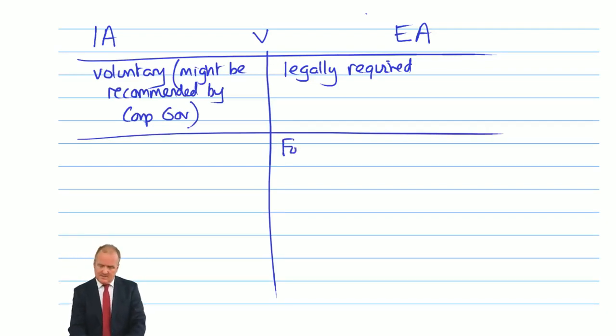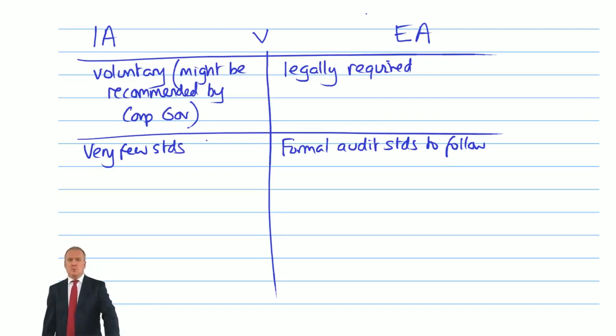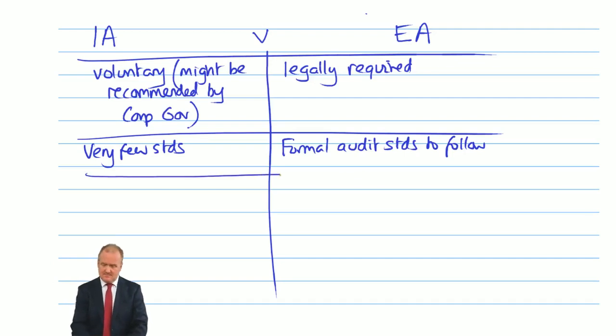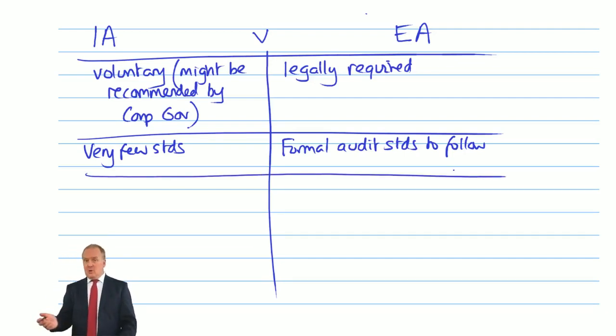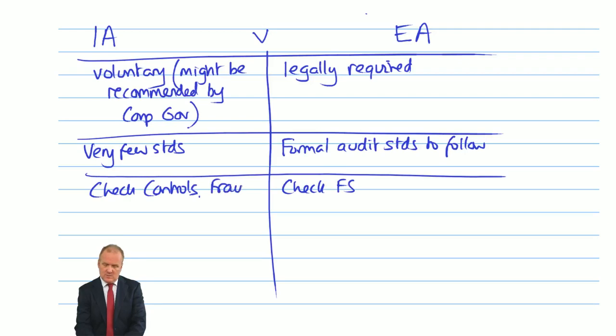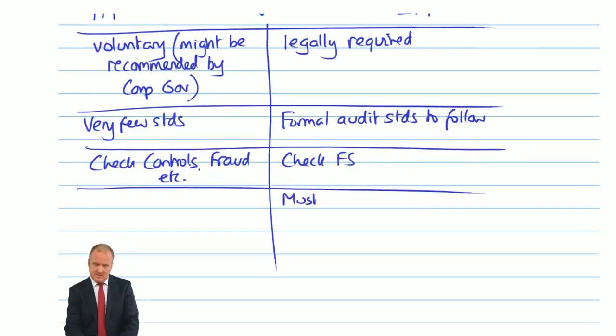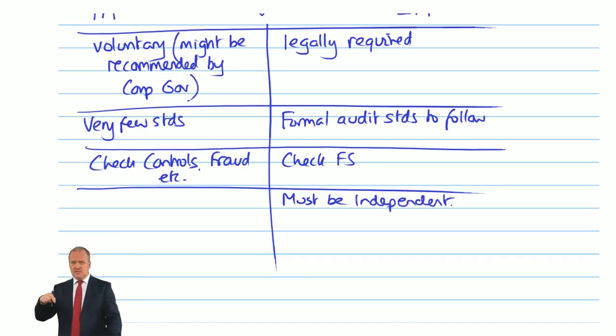External auditors have formal audit standards to follow, whereas internal audit has very few standards to follow. And it's much more up to the auditors themselves to work out professional ways of doing things. Then there's the role, of course, external audit. Check the financial statements. Internal audit. Check things like controls, fraud, etc. Not going to write it all out again. External audit must be independent. They must be outsourced. You can't use your own staff.